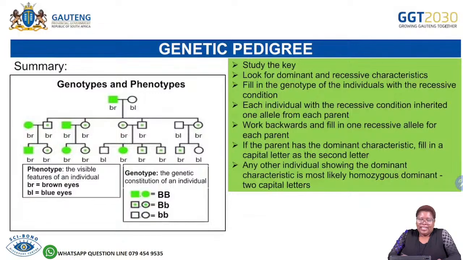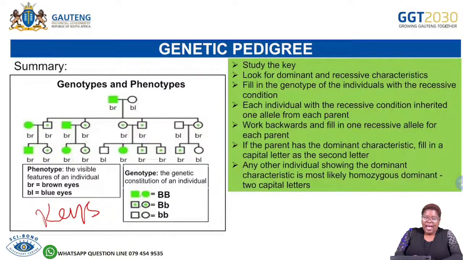Like we have mentioned that, yes, keys will be given here. Now, the keys here, for an example, you are told that BR in this scenario represents brown eyes, BL represents blue eyes. We also have the genetic constitution of an individual. We are given that this is homozygous dominant, heterozygous dominant, this is recessive, right? Then, if you look at the parents from the first generation, we've got the second generation, we've got the third generation.